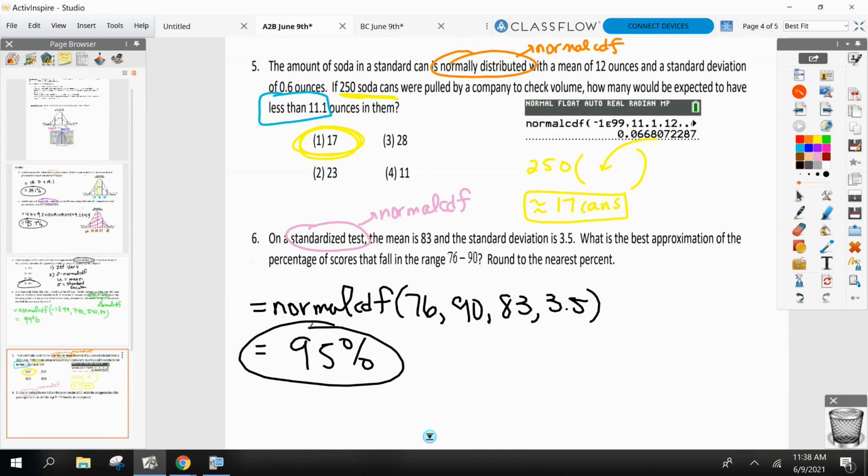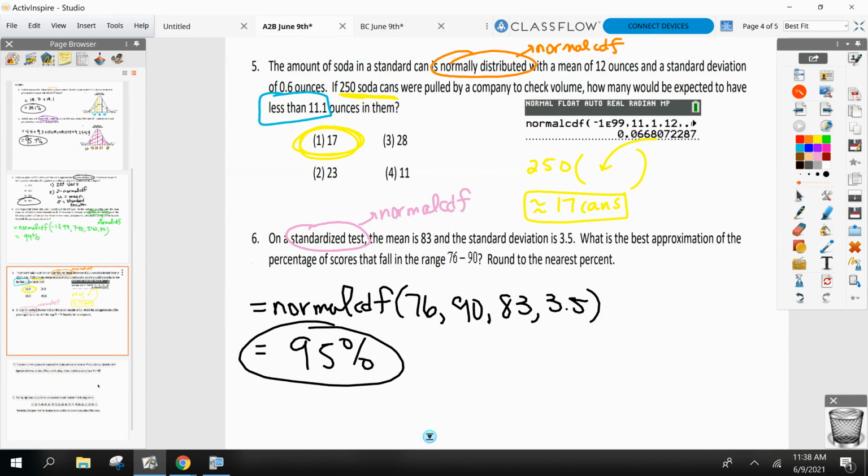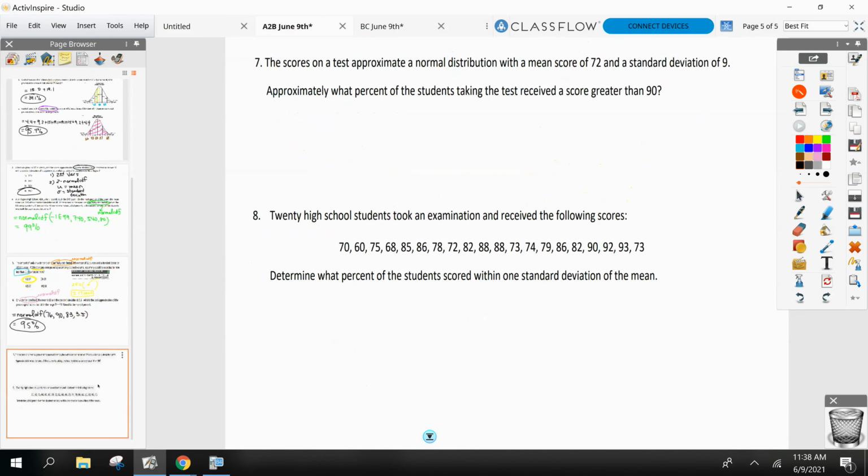All right, here we go, 7. Test scores on a test, normal distribution. There's normal distribution. We know where we're going in the calc. What percent of students receive the score greater than 90? Watch out now, greater than 90.